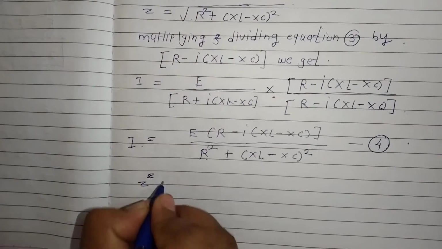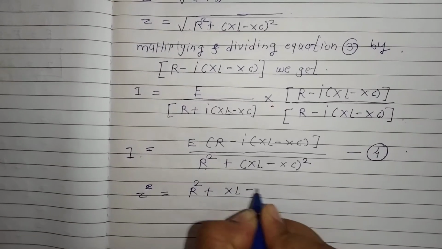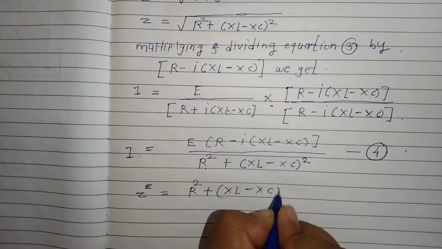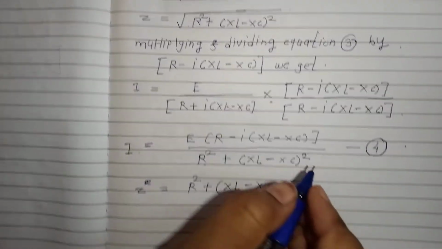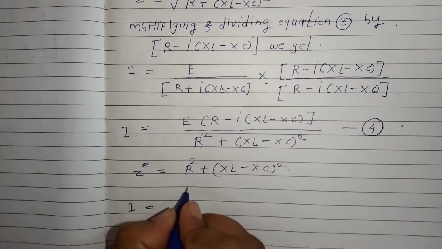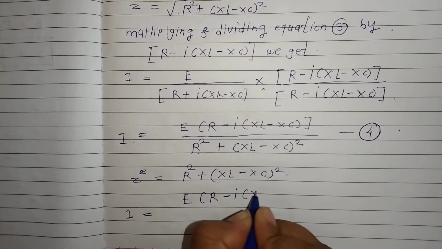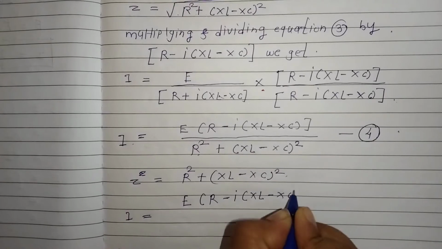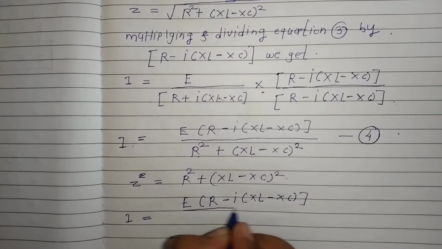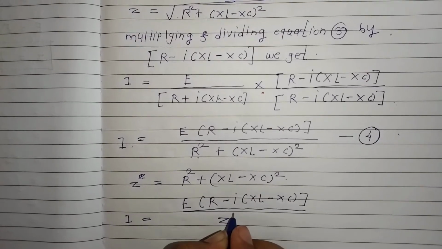So Z square will be R square plus (XL minus XC) square. Put this value in equation 4. We get I is equal to E times R minus i(XL minus XC) divided by Z square.